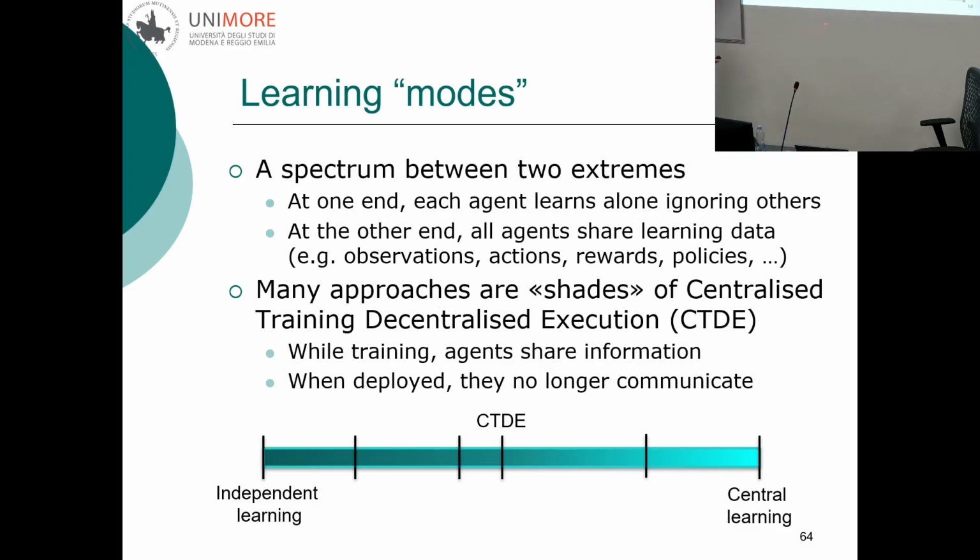Obviously, as we said, these 2 extremes define a spectrum in which, depending on what information the agents share, with whom, when, stuff like that, we are in a gray area. We are not doing completely independent learning, we are not doing completely central learning, we are doing something that in the literature is known as CTDE, centralized training, decentralized execution. And in a few slides we will see better what it is. But let's first understand better the two extremes.